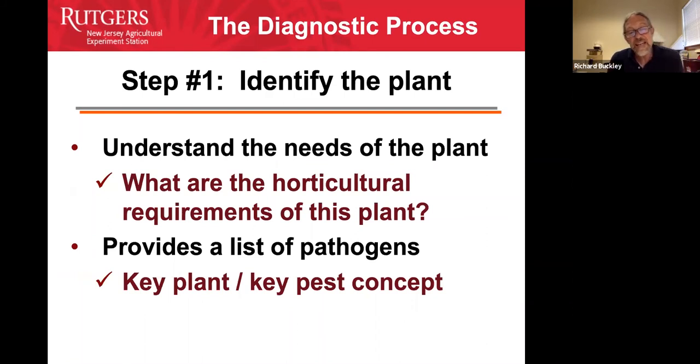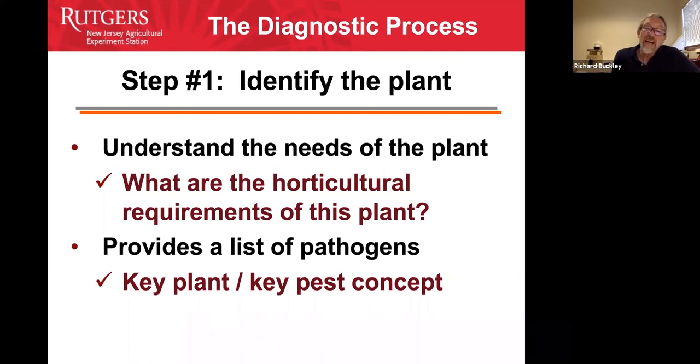If we are trying to figure out what's wrong with a plant, we need to understand what's supposed to go right. What are the horticultural requirements for this plant? The example I always use here in New Jersey is, where do you think Colorado blue spruce wants to live? Everybody looks at me and I say, it ain't Toms River. Trees on the coast in New Jersey and sandy soils are going to perform worse than in their native habitat. And so when it's hot, that's probably the cause.